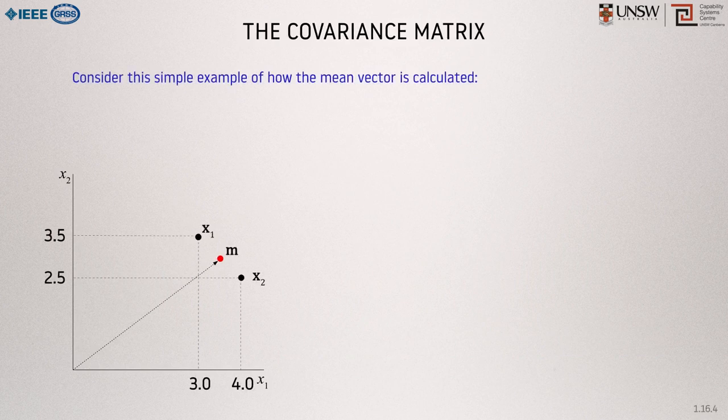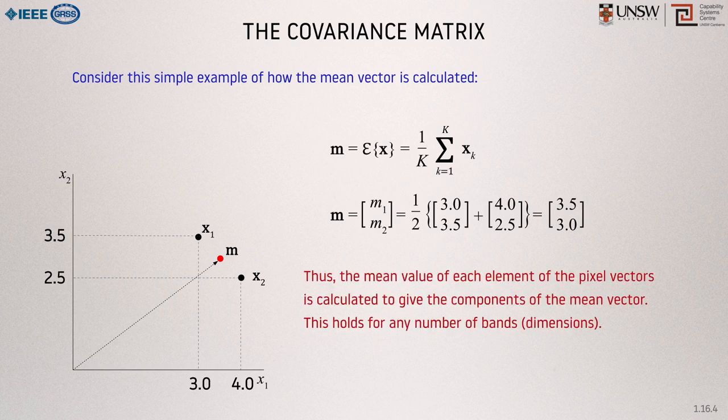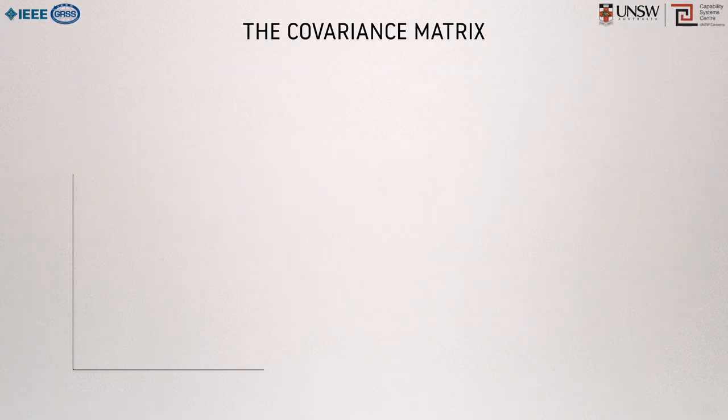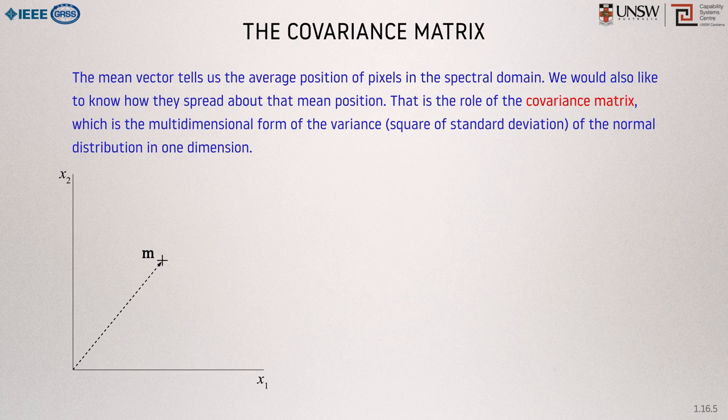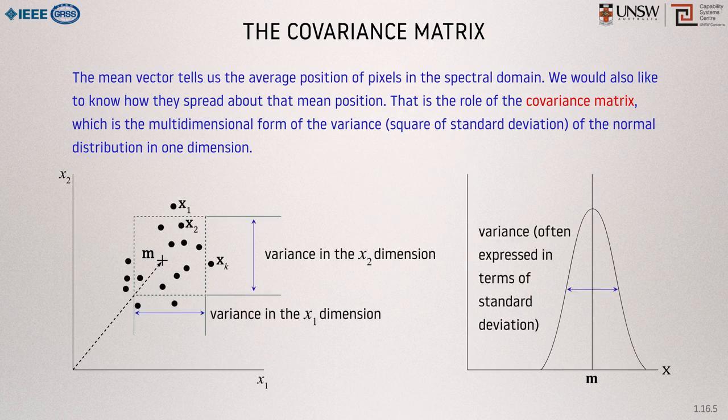Here we show a very simple calculation of the mean of two pixel vectors. Note that the calculation is performed separately for each element of the pixel vector. Coming back to the concept of expectation, the position m is where we most expect to find a pixel from that group. The mean vector tells us the average position of the group of pixels in the spectral domain. We would now like to describe how they spread about that mean position.